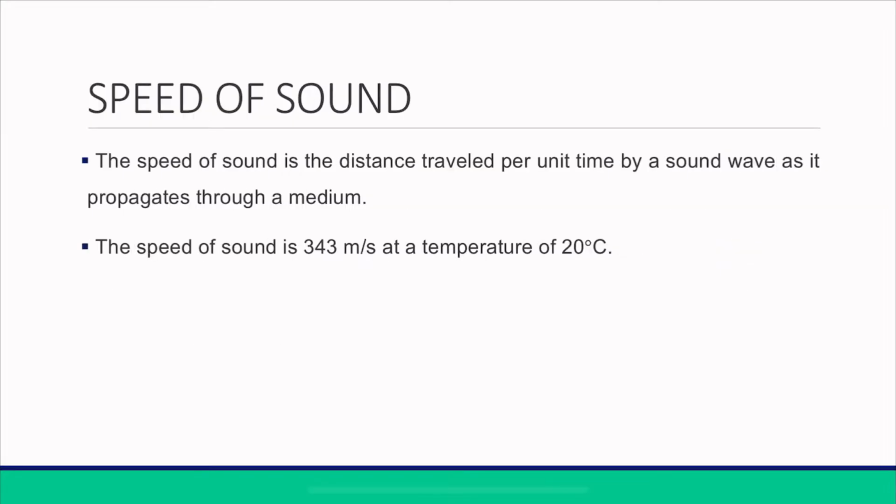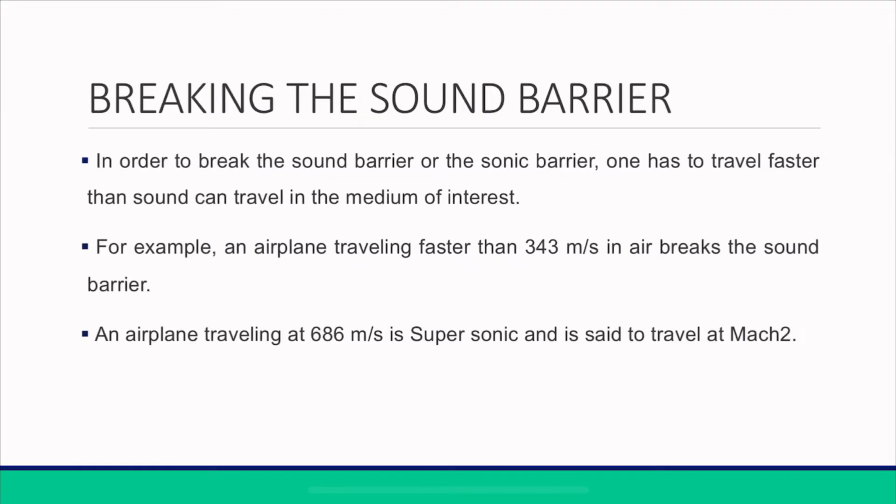So the speed of sound is the distance traveled by sound in unit time as it propagates through a medium. The speed of sound is 343 meters per second at a temperature of 20 degrees C in air. Now, in order to break the sound barrier, one has to travel faster than sound can travel in the medium of interest. So, for example, in air, if you want to break the sonic barrier, you have to travel faster than 343 meters per second, or whatever speed sound travels in air at that temperature. So, if an airplane travels at 686 meters per second, which is twice the speed of sound, it's said to travel at Mach 2.